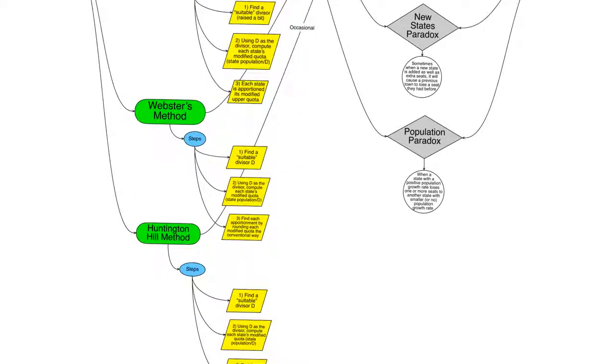Webster's method is such that you would find a suitable divisor, but now the rounding, unlike the previous two methods that I just discussed, you actually round in the conventional way. Once you find the modified quotas, you're going to have some decimal residues, and then you would round in the normal way. You would keep trying different potentially suitable divisors until you found modified quotas that would round in a conventional way in such a way that would total the number of seats that you are targeting.